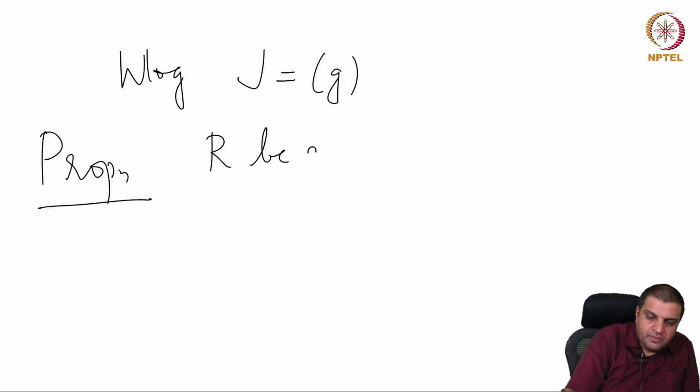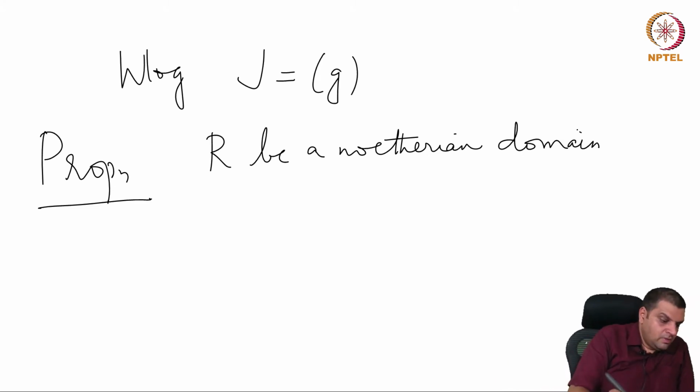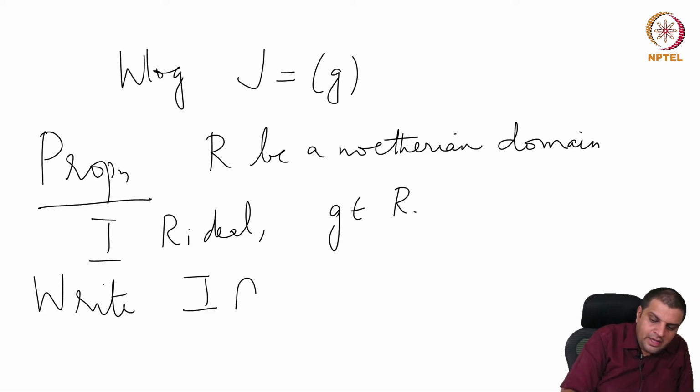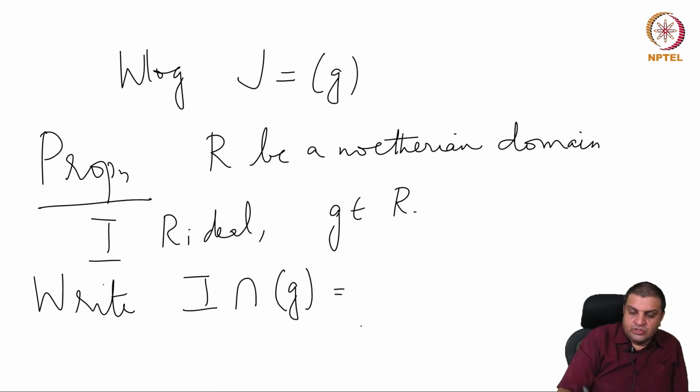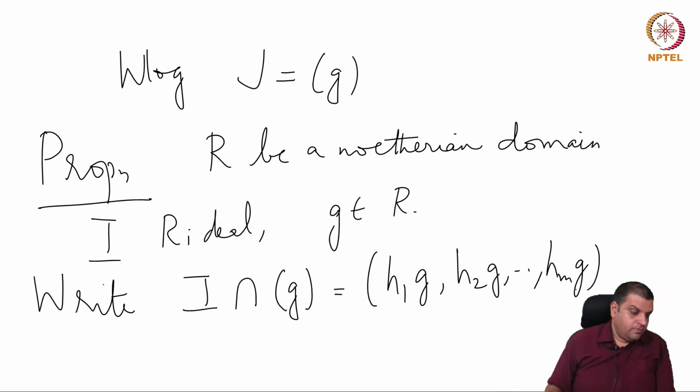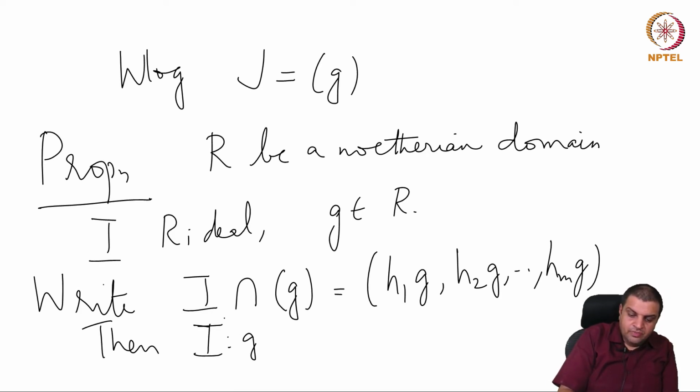So, proposition. Let R be a Noetherian domain, I an ideal of R, and G an element of R. Write I intersect the ideal generated by G as the ideal generated by H1 G, H2 G, up to Hm G, since every generator of this is going to be divisible by G. Then I colon G is equal to the ideal generated by H1 through Hm.